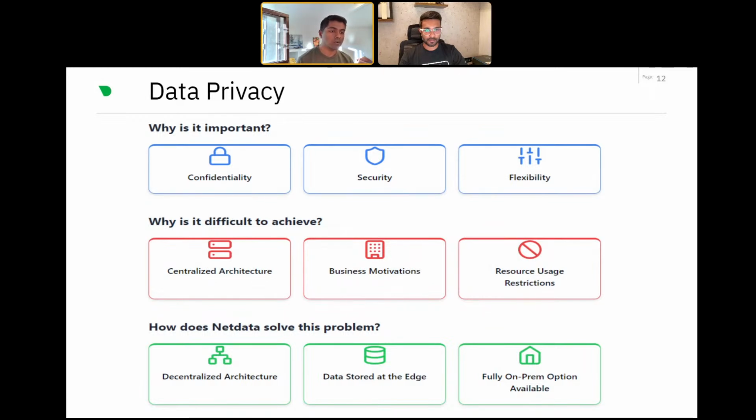But what we're seeing now is that, as more and more data breaches occur, and data privacy regulations like GDPR and CCPA are becoming more and more stringent, more and more companies care about this. It's important for obvious reasons: the confidentiality of your data, the security of your data. And it's also important for flexibility reasons, right? Let's say you have an infrastructure and part of it sits behind a demilitarized zone, where there's no internet access, only offline access, but you still want to monitor those servers because they're running critical services for you, right?